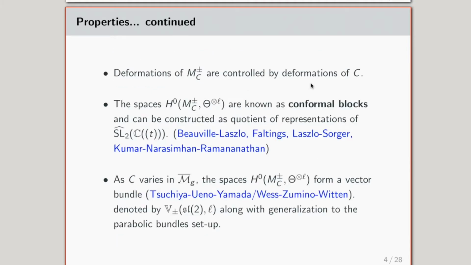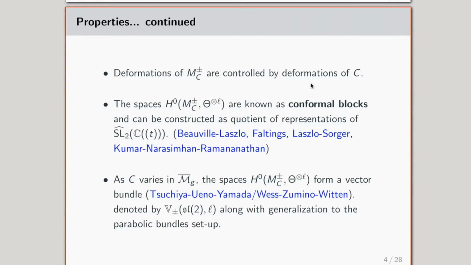Okay, so if you deform the curve, then this manifold can be deformed, right? If you deform a curve, then the moduli space deforms because bundles on the curves deform. And actually, these are the only deformations. So deformations of these moduli spaces are exactly controlled by the deformations of the underlying curve. Okay. Now, this moduli space shows up in various different things.